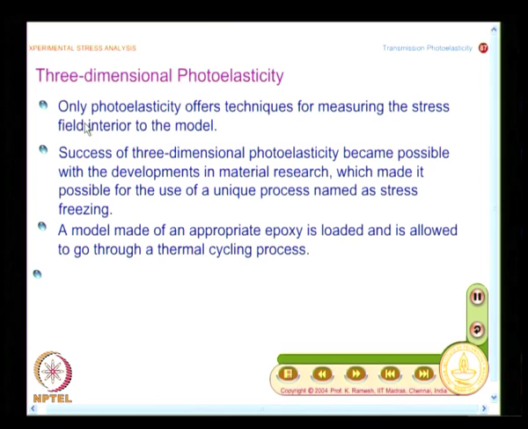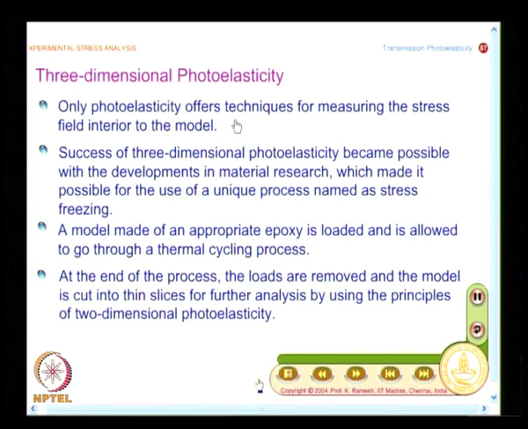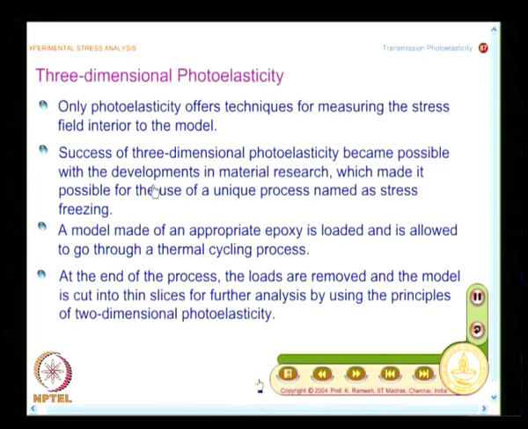We have emphasized earlier also that only photoelasticity offers techniques for measuring the stress field interior to the model. That is one of its advantages, and this was possible because of a unique process named stress freezing. I have also mentioned that many developments in engineering are because of advancements in material research. So, epoxies were developed and they exhibited a nice property: when they go through thermal cycling, the stresses get locked into them. So, it is material research which has contributed to the development of stress freezing.